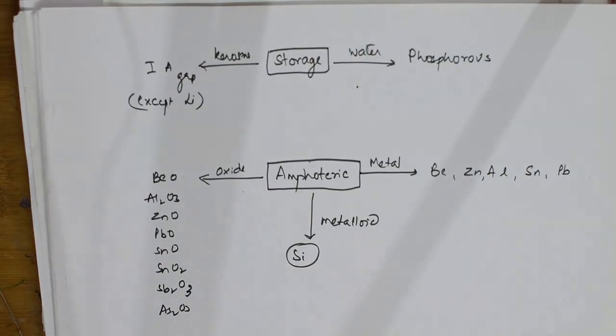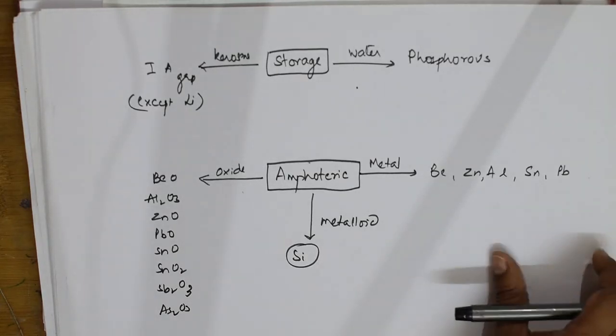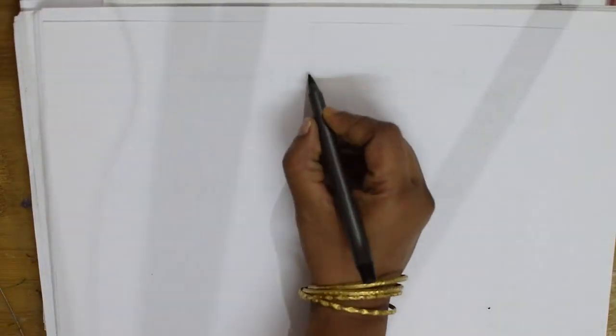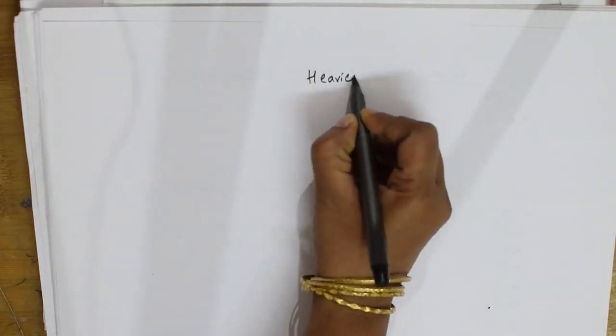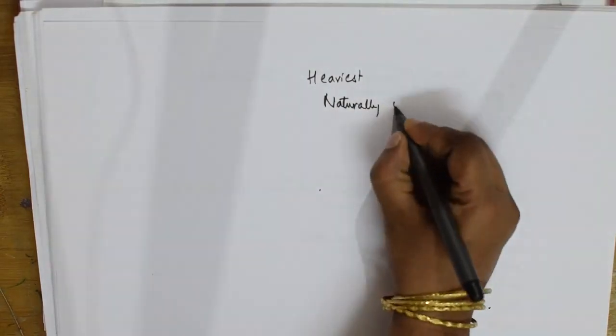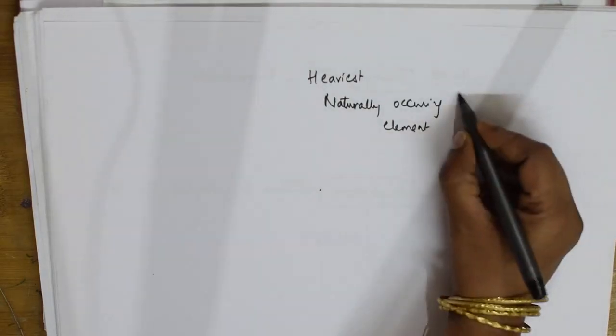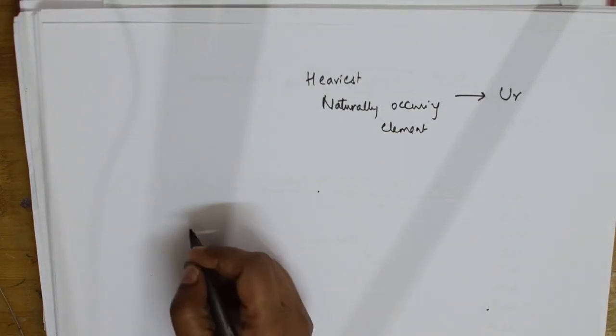Now, what is the next one? What category can I learn in the periodic table? Basically, what is the largest period and what is the smallest period? Before that, let me go with the heaviest and lightest. What is the heaviest naturally occurring element available? It is nothing but uranium.